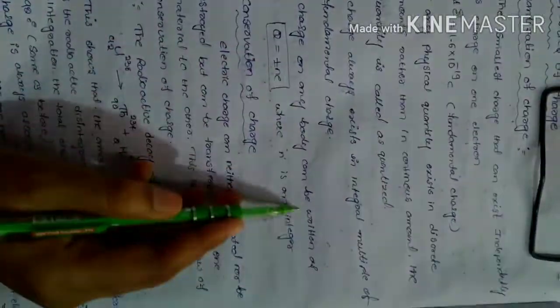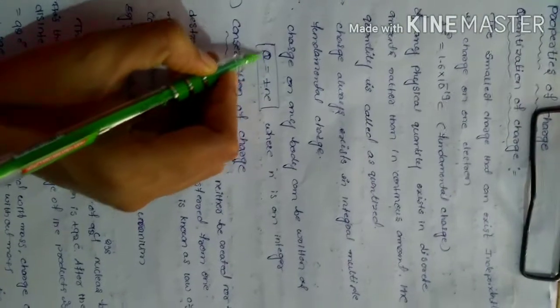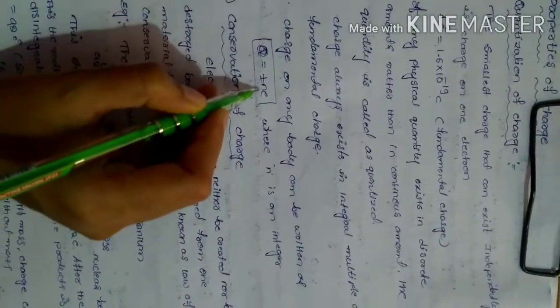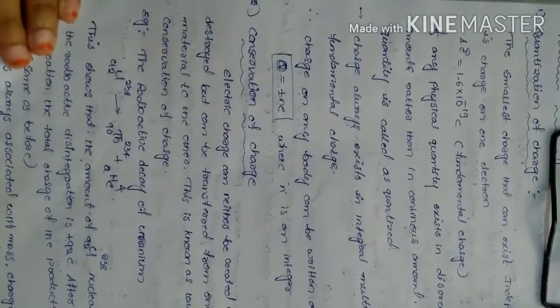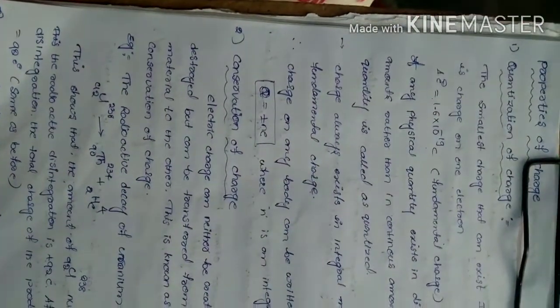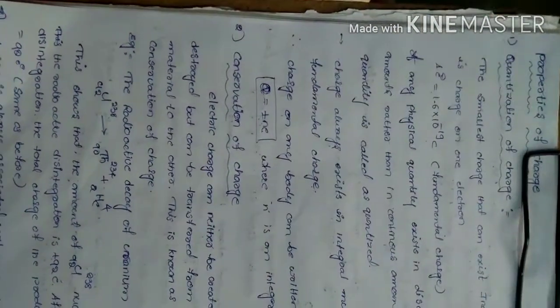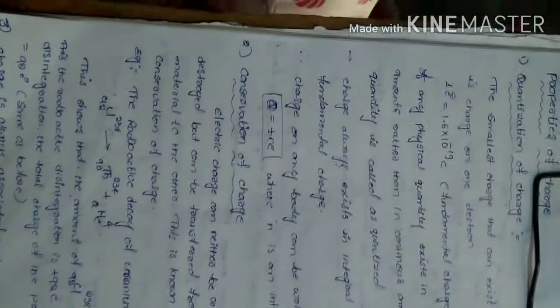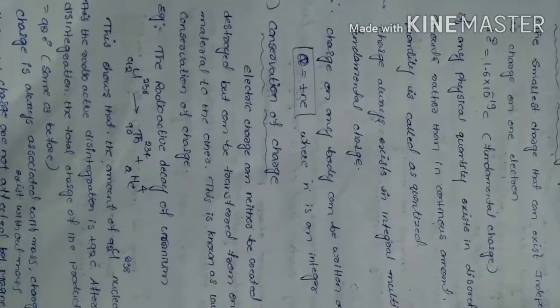So charge on any body can be written as, charge is denoted by q, Q is equal to Ne, where N is an integer. Charge on a body can be written as Q is equal to Ne, because charge always exists in integral multiples of the fundamental charge.